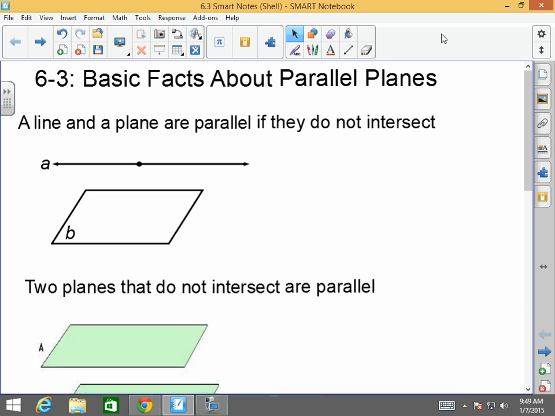Today we're going to wrap up chapter 6. We're going to talk about basic facts of parallel planes. And let's just get right to it.